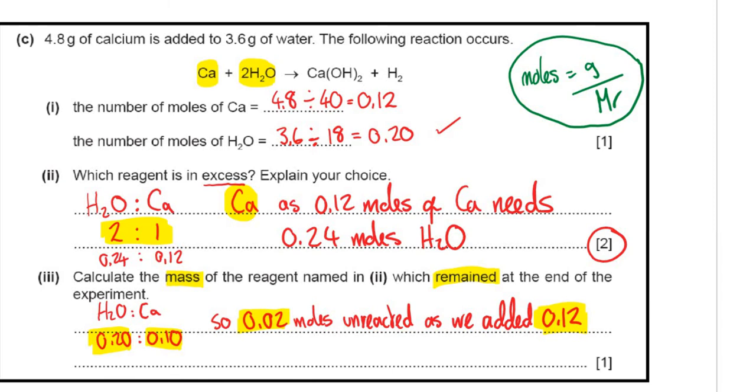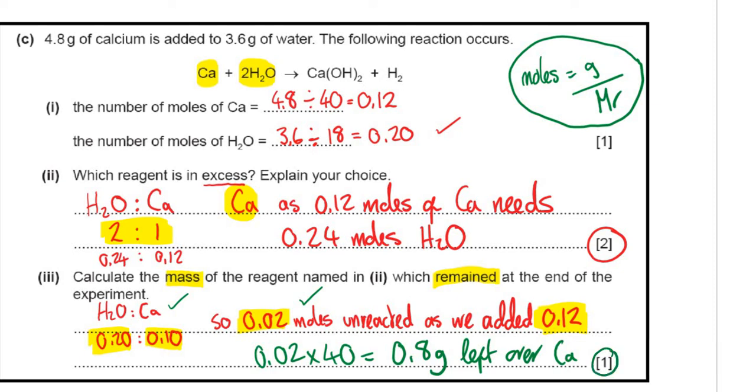That still doesn't answer the question. It says the mass in grams. So mass, we've got to go back to our equation. We have moles. We have the MR or AR in this case. So we've got to multiply 0.02 times 40 to give us the mass in grams. So we would actually have 0.8 grams left over. This is of the calcium. So that gives us the extra mark here.